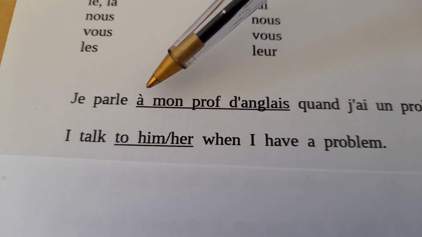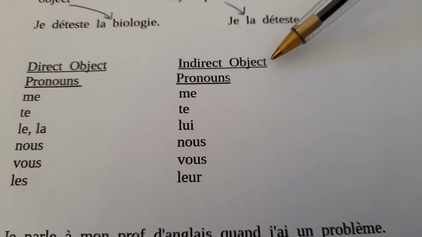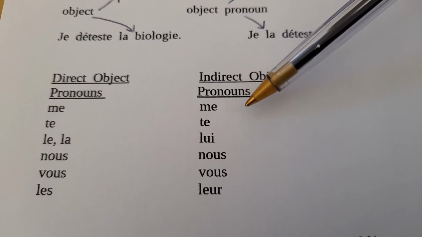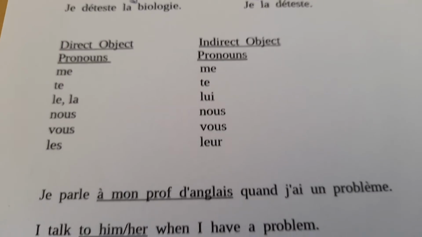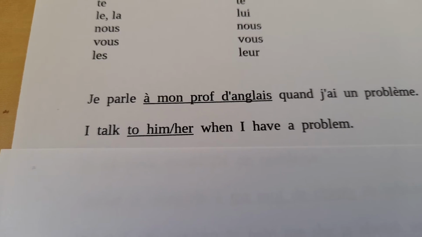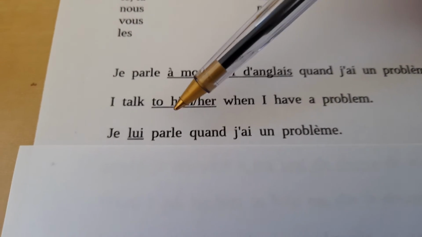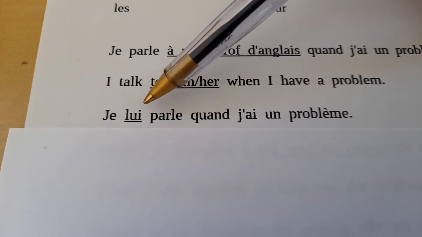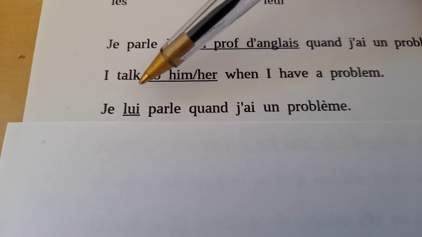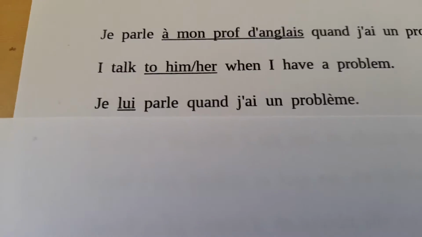So we're going to have to use, because mon prof d'anglais is an indirect object, we're going to come up and use one of these. And as you may recall, it's lui. So if you want to have a crack at the new sentence, want to pause for a moment and think, you'll have to be quick because here it is. Je lui parle quand j'ai un problème. So again, you say my favorite subject is English. My teacher is wonderful. Je lui parle. I talk to him or her quand j'ai un problème.